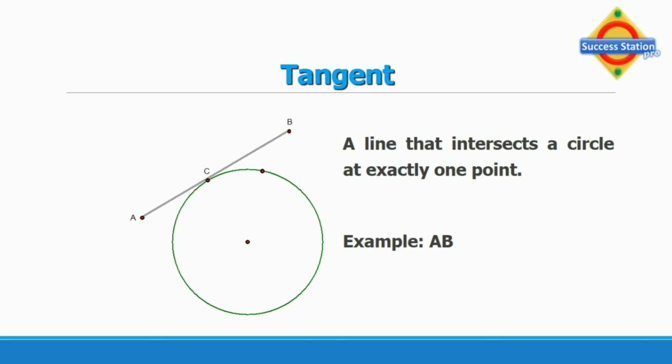Now what is a tangent? A tangent is a line. It's not a line segment, it's just a line, so we'll show it like this. It has no endpoint. It is a line that intersects the circle at exactly one point, or you can say touches the circle at exactly one point, and this point is C. This line will be called a tangent, right?